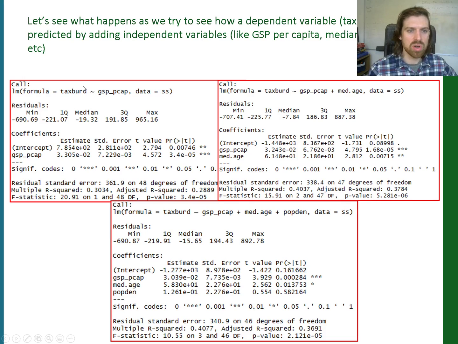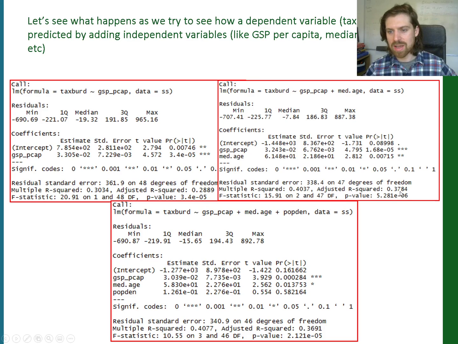So at the moment we've got tax burden and we've got a predicting variable, and then we add in age and we add in population density. And essentially if we look at the F statistic, we've got 20 over here with an R-squared value of 30. We add in another variable, so the R-squared value starts to increase quite a bit. So let's look at the adjusted R-squared.